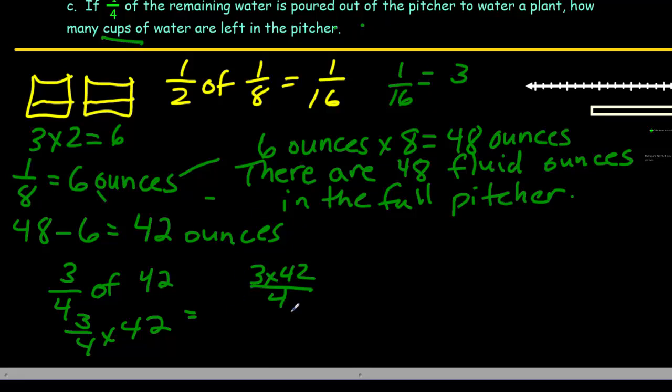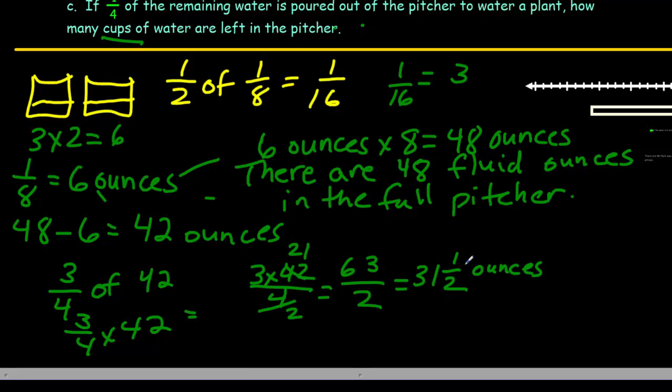We probably have some common factors here. What do we have here? 4 and 42. Divide that by 2 and we get 2. Divide that by 2 and we get 21. Now we have 21 times 3, which is 63. We have that over 2. Then we can rewrite that as a mixed number, and that would be 31, and then we're going to have 1 left over, and then we have our 2. That's what's going to get left inside the pitcher.